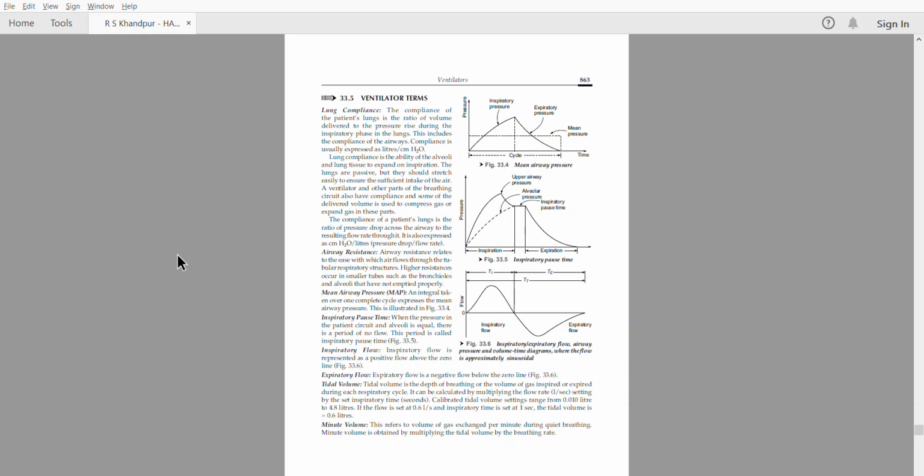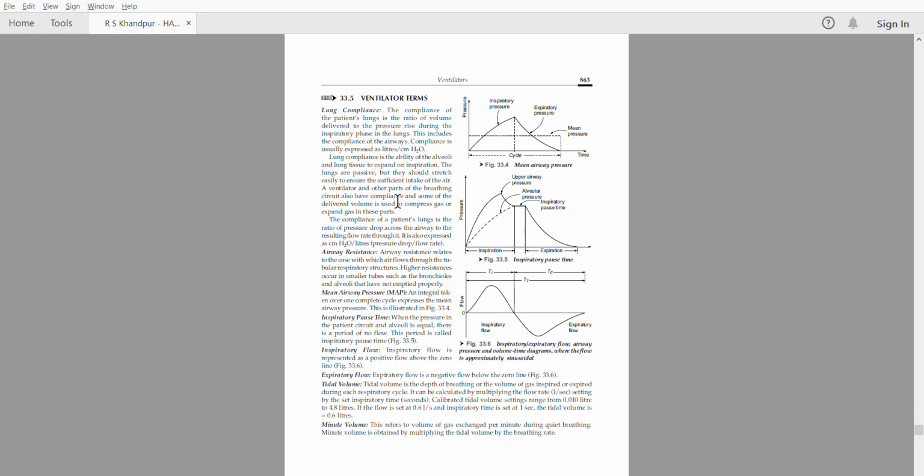The parameters that I'm going to discuss are very important. There are other parameters discussed in the book, but these are very important parameters that, as engineers, we should know for a better understanding of this ventilator system. The ventilator system will display these terms for the doctor to understand the current state of the patient's lungs. So what is lung compliance?